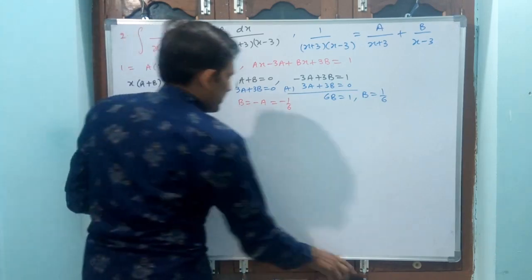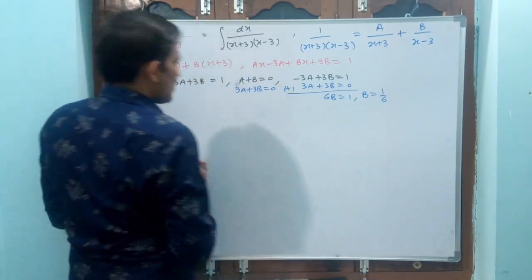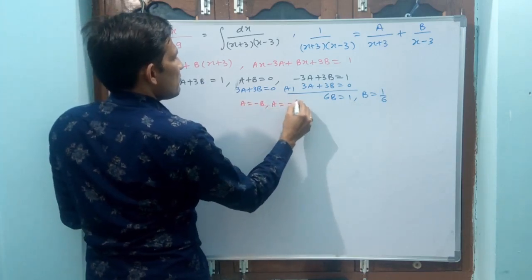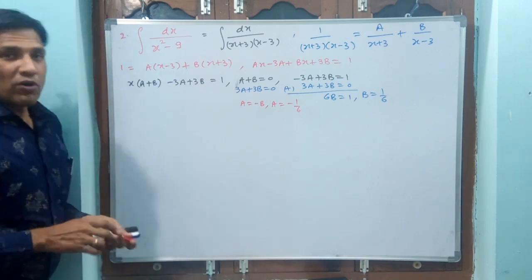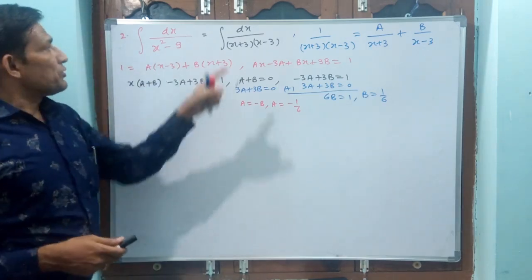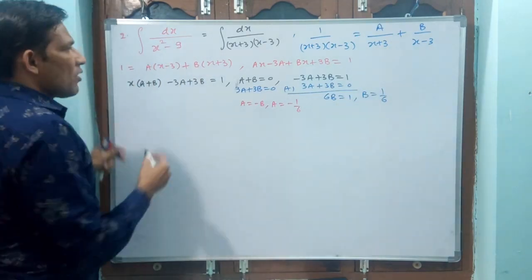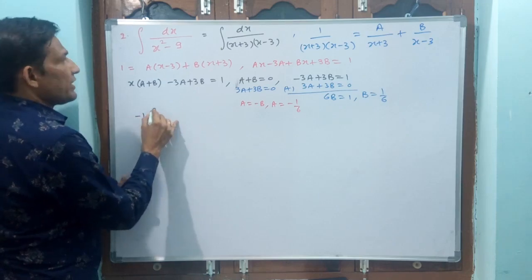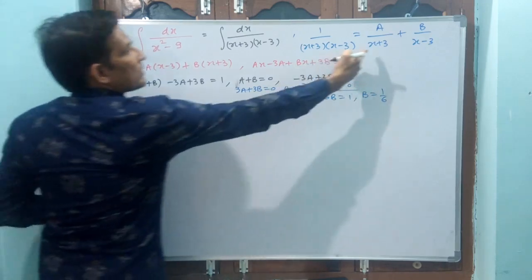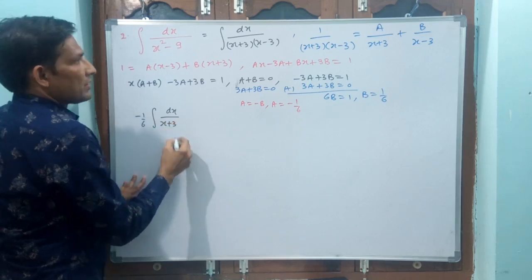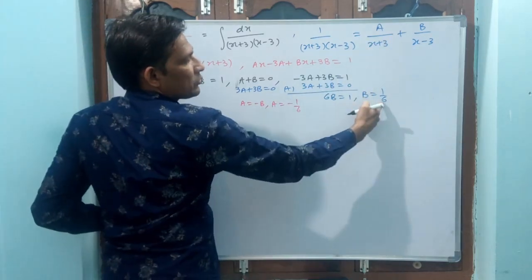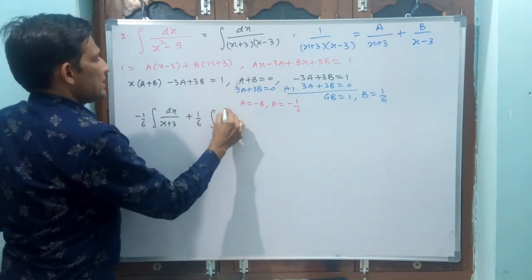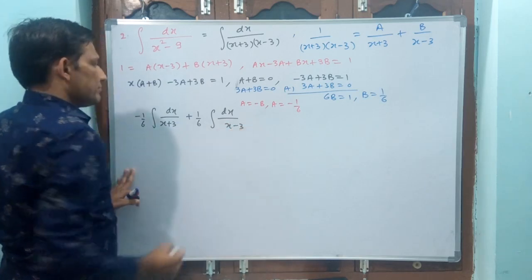Sorry, a is equal to minus b. Both are correct, but even though we want a, no? a is equal to minus b, then a is equal to minus 1 by 6. Okay, you have got both a and b. You substitute here. Okay, see how I am writing. a is minus 1 by 6. First you write minus 1 by 6 integral dx by x plus 3, plus, but here b also plus, that is why you can write plus 1 by 6 integral dx by x minus 3.